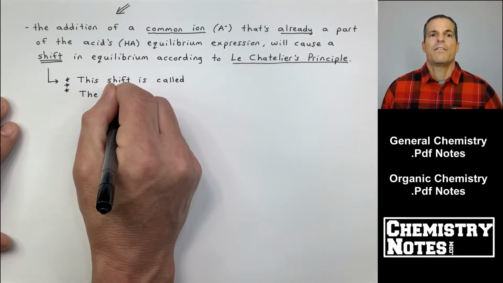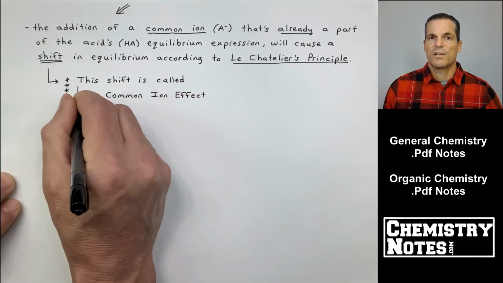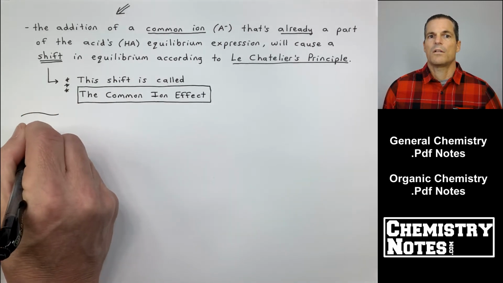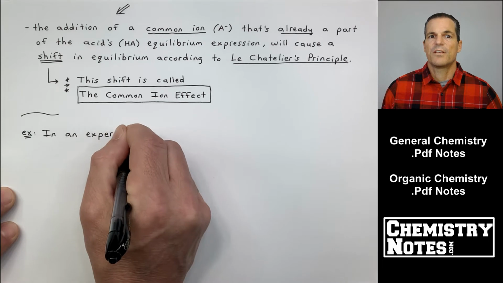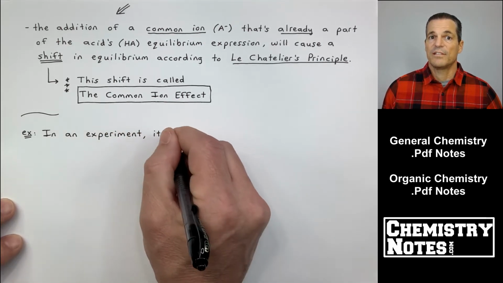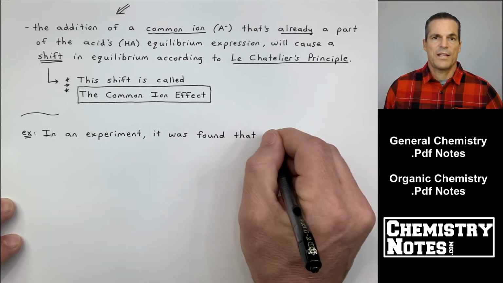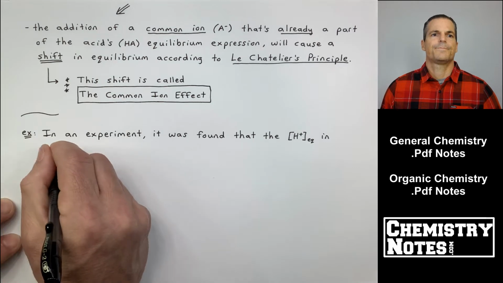All right, now that shift that has occurred by having an additional source of A minus, an additional source of the common ion, is called the common ion effect. Okay, and this shift is going to inevitably be a shift left because the common ion, the A minus, is found on the right-hand side or product side. All right, let's do an example to show how this works.